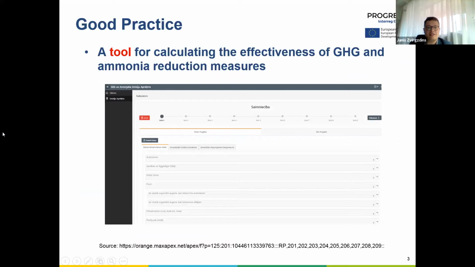So this good practice, this tool consists overall of 9 steps. Well, its interface is in Latvian language, and within these 9 steps, the farmers and any other interested parties have to fill in their information and the parameters of their, let's say, farms or any other measures. And after completing these 9 steps, you get the reduction potential of the greenhouse gases and ammonia emissions.